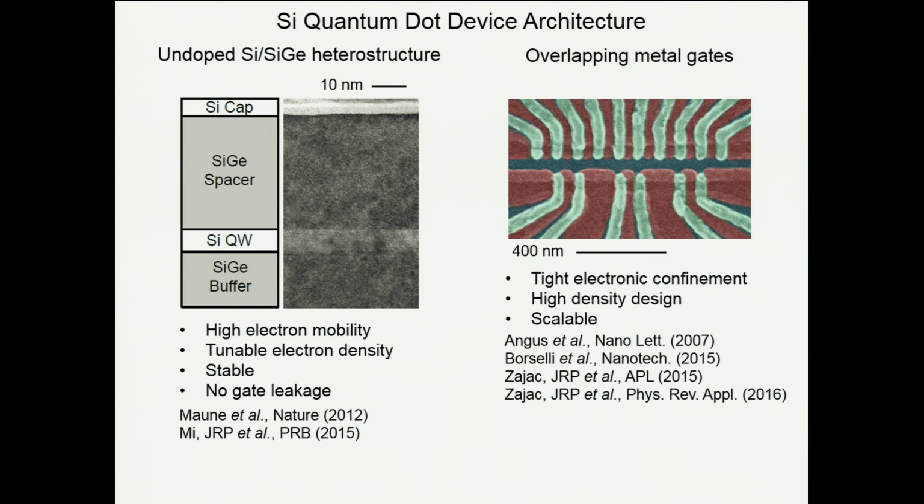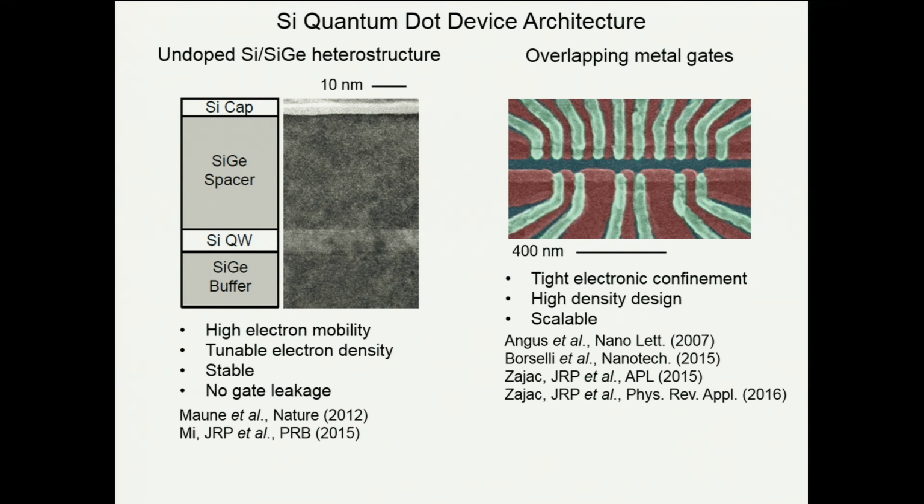So now I'll get back to your question earlier about that picture. What we're working with now is silicon germanium heterostructures, and this is a transmission electron microscope image of what our heterostructure looks like. It's basically a silicon quantum well that we're going to trap the electrons in, sort of our 2D electron gas, if you want to think of it that way.